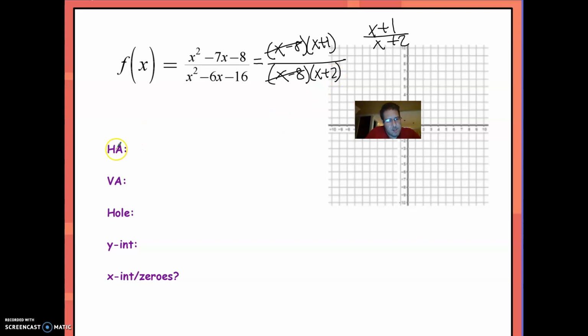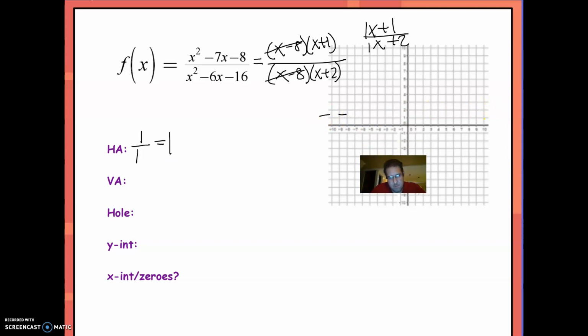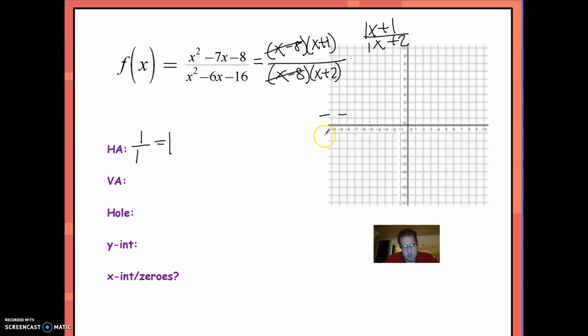All right, so horizontal asymptote. I see that the numerator and denominator have the same degree, so it's the coefficients, 1 and 1. 1 divided by 1 is 1. So horizontal asymptote at 1. Vertical asymptote, which means the denominator would be equal to 0. So x plus 2 equals 0. Then subtract 2 from both sides, which means x cannot be negative 2. So there's my vertical asymptote.